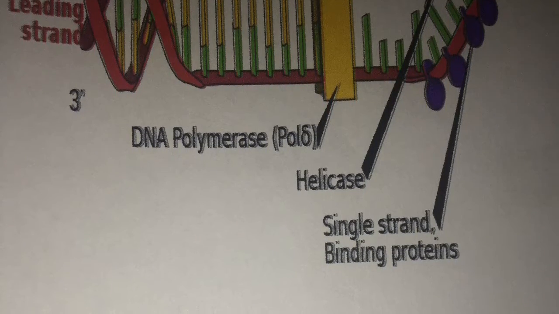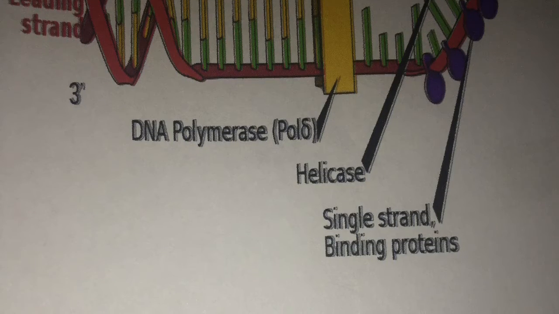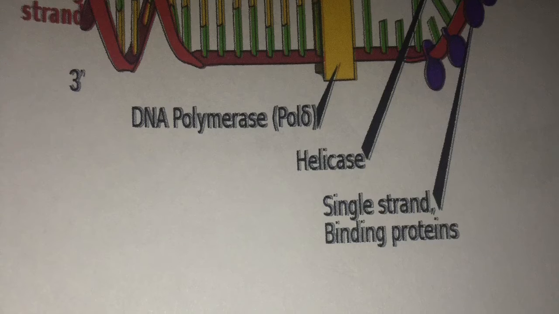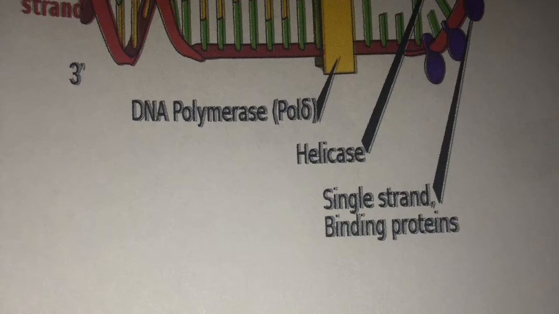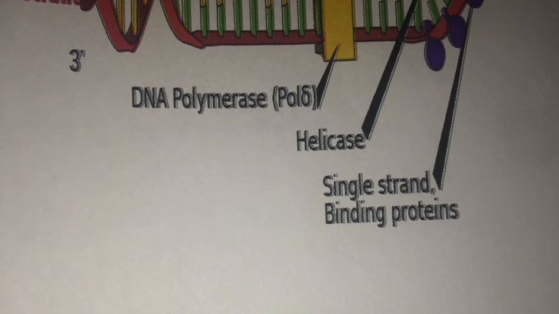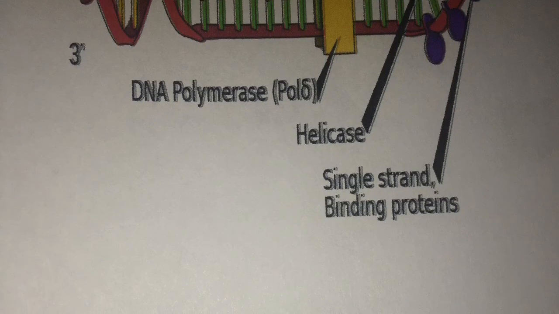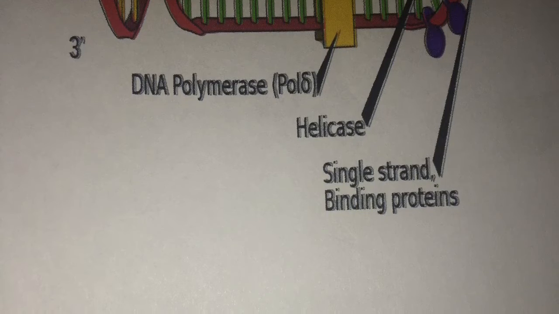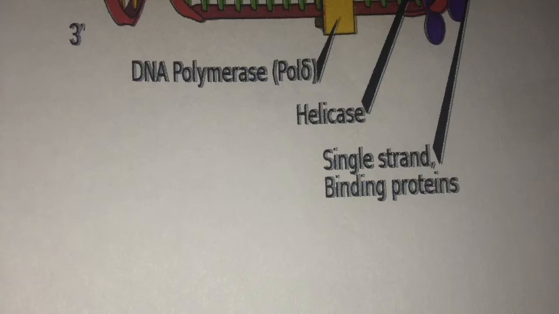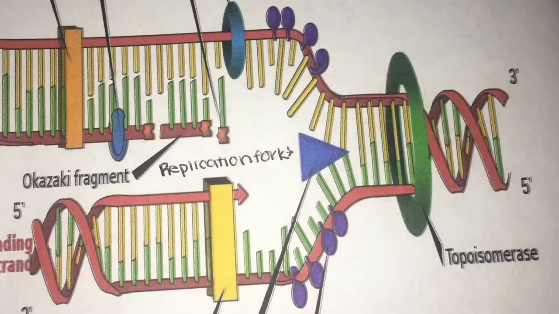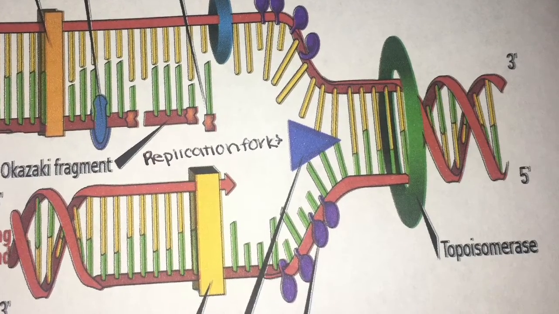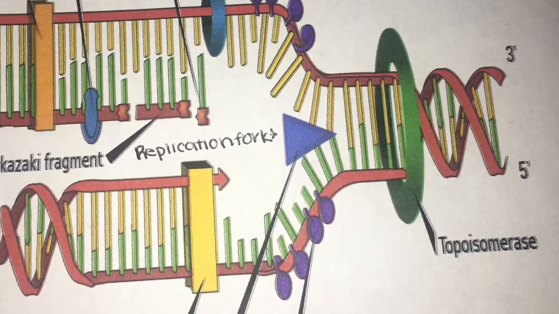Single-strand binding proteins. DNA binding proteins are involved in DNA replication, recombination, and repair. Helicase. Helicases are enzymes that bind and may even remodel nucleic acid or nucleic acid complexes. Topoisomerases are enzymes that participate in the overwinding or underwinding of DNA.